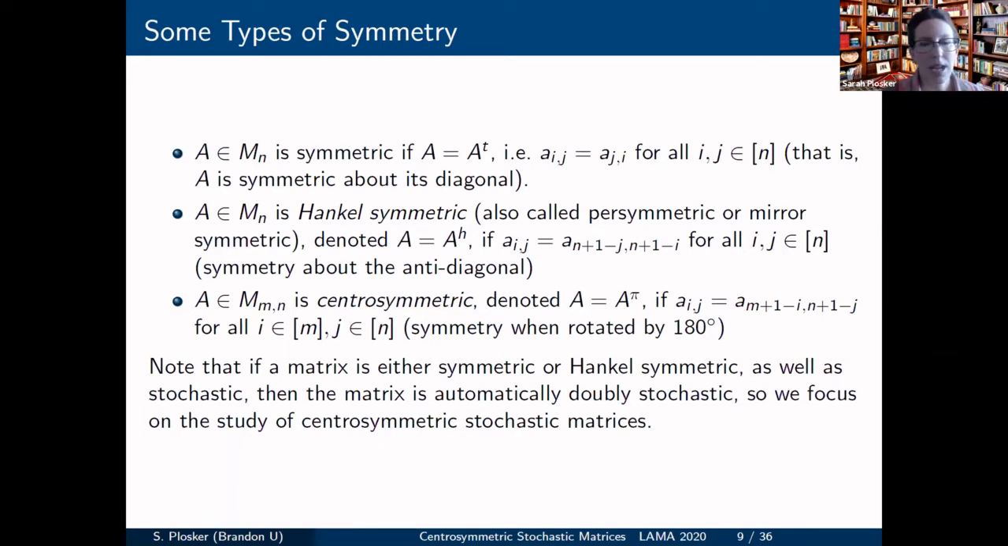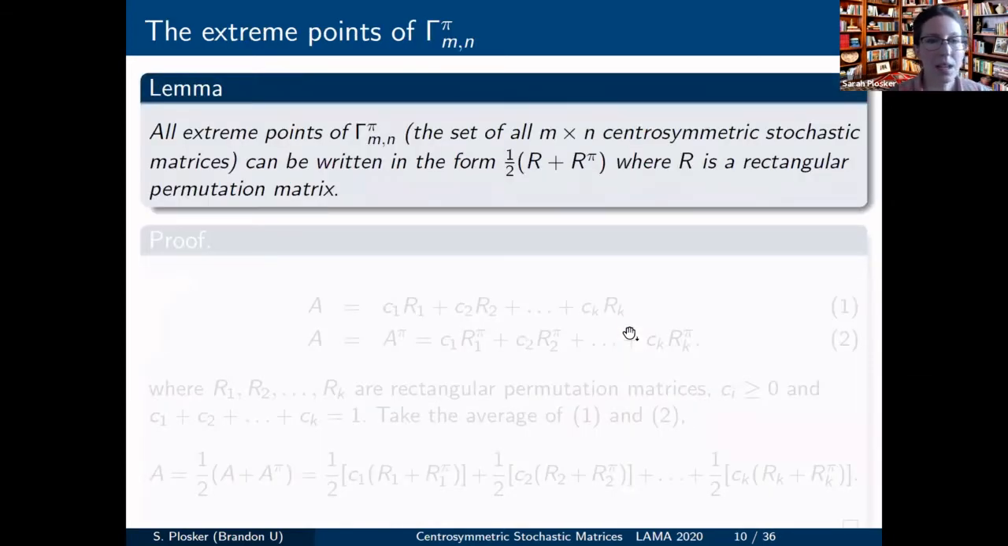And so the only thing new would be to look at, well, there's other generalizations, of course, but we can look at stochastic plus centrosymmetric. And that'll give us something new that Lei hadn't already done. So that's what we were looking at. So centrosymmetric stochastic matrices. And we want to look at extreme points.